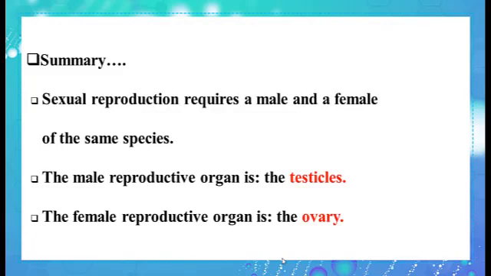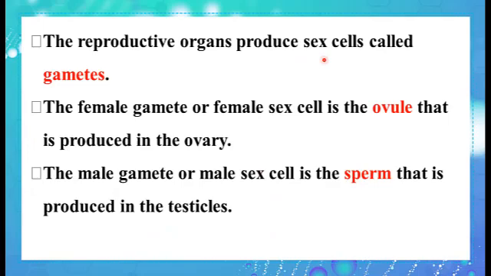As a summary, sexual reproduction requires a male and a female of the same species. The male reproductive organ is the testicles. The female reproductive organ is the ovary. The reproductive organs produce sex cells called gametes. The female gamete or female sex cell is the ovule that is produced in the ovary. The male gamete or male sex cell is the sperm that is produced in the testicles.